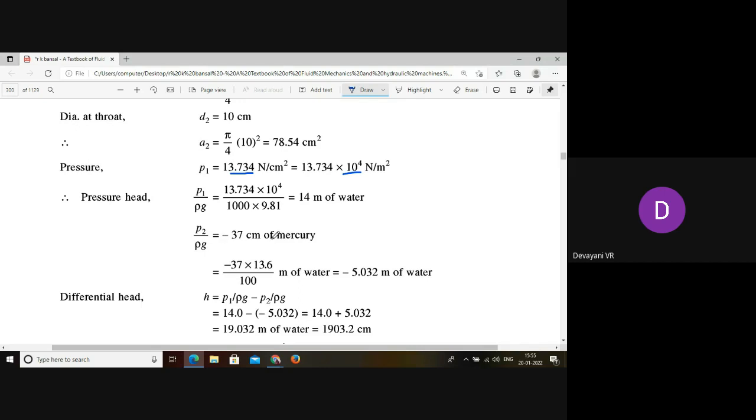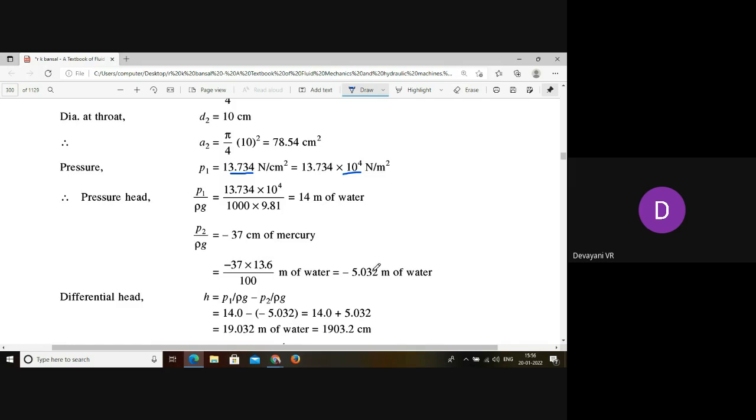Then to convert the value from mercury to water, we are going to multiply with the specific gravity, as you know, isn't it? So to convert from mercury to water, we should multiply with the specific gravity of mercury. Then it will be 37 centimeters into 13.6. So to convert the centimeters to meters, we should divide with 100. Why? Because 1 meter is equal to 100 centimeters. So that's why we are dividing it with 100.